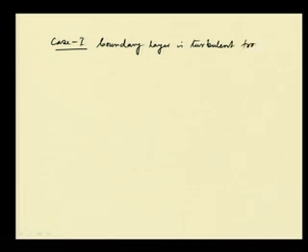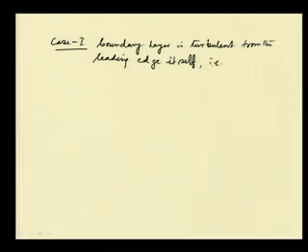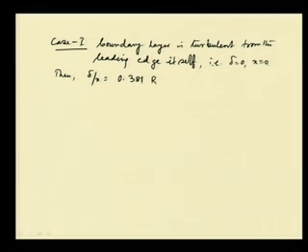Case 1, the boundary layer is turbulent from the leading edge itself, that is, delta equals 0 when x equals 0, and so in the end we will get delta by x equal to 0.381 into Rex to the power minus 1 by 5.